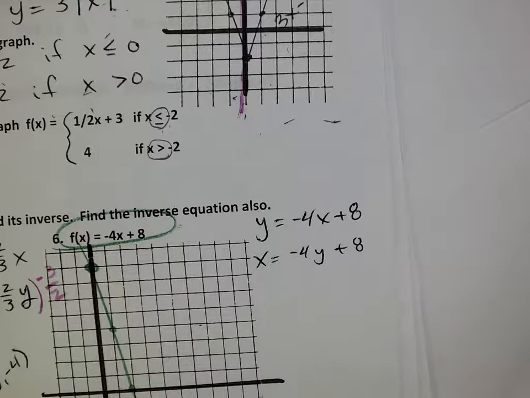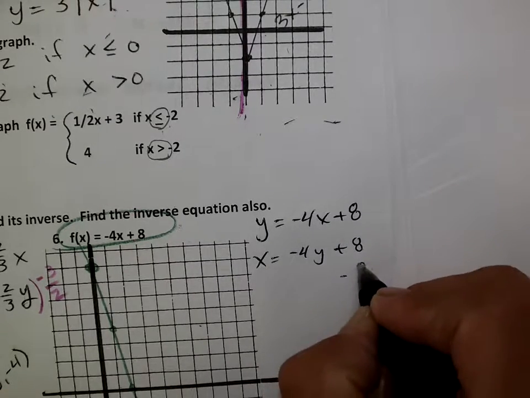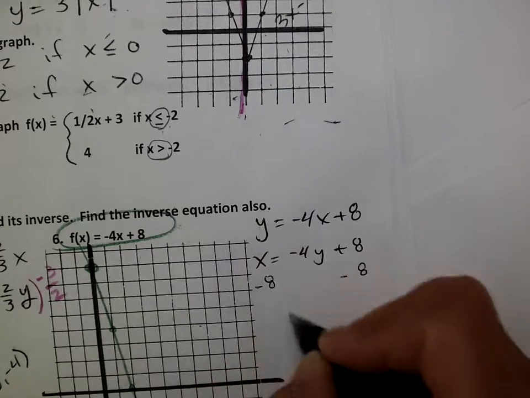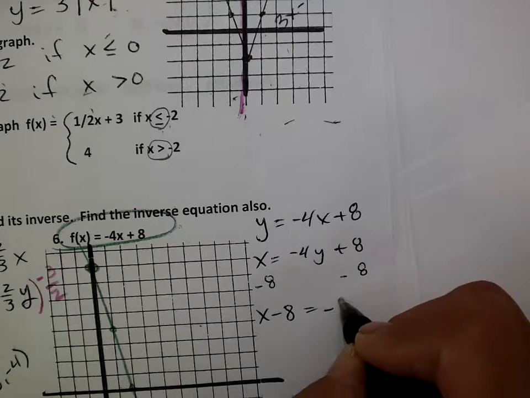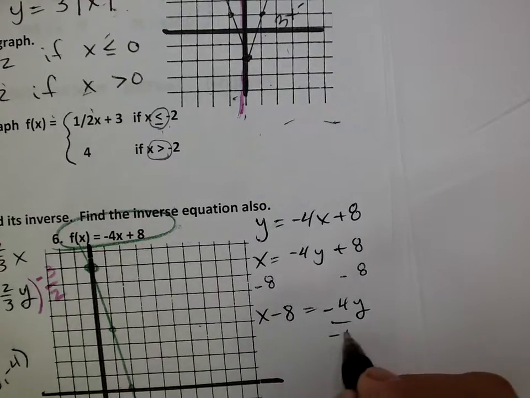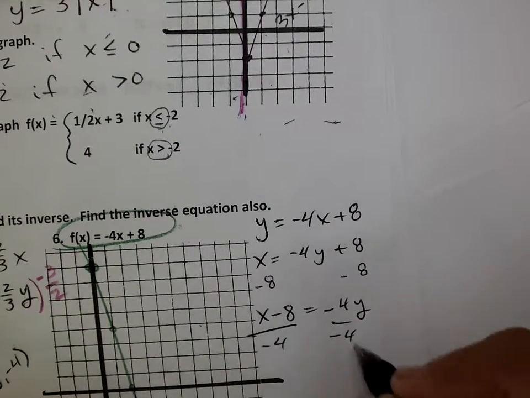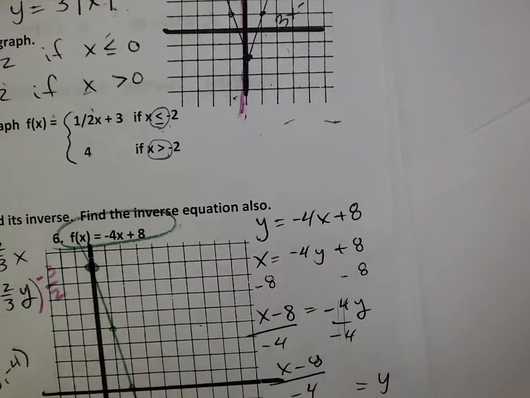I have to solve for y, so I'm going to get rid of the 8, do the opposite, so minus 8, minus 8. Okay, well that's just x minus 8 equals negative 4y, right? Divide by negative 4, because that'll clear out the 4. And this answer is okay. X minus 8 over negative 4 is okay. But it makes it harder to graph, okay?